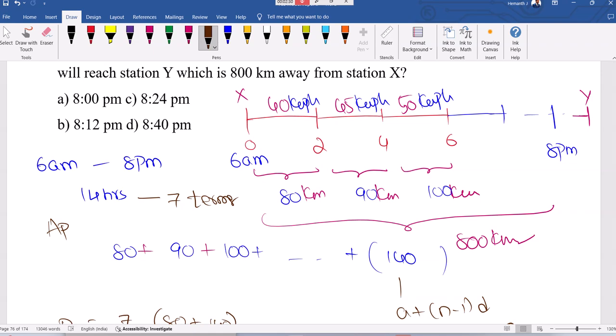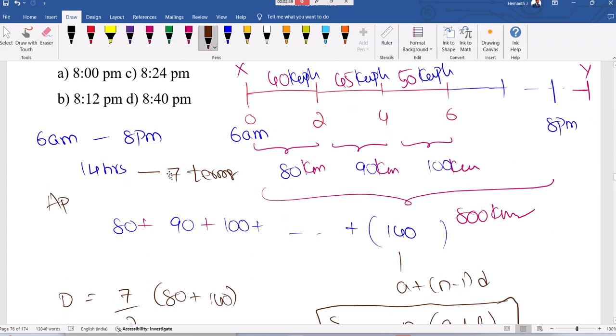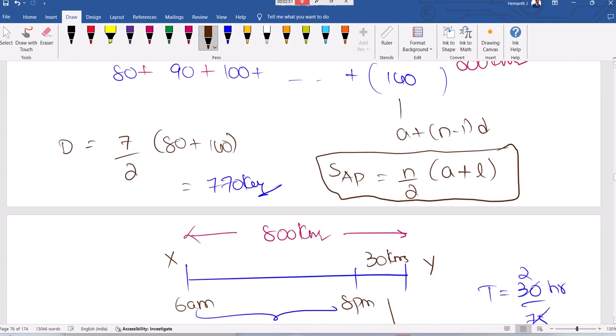Every 2 hours the speed is increased by 5 kilometers per hour. So why do we take 8 p.m.? Here all answers are in terms of 8 p.m. plus extra. Up to 8 p.m. is 14 hours, so it will involve 7 terms. So 80, 90, 100. Every 2 hours, 80 kilometers. The next 2 hours the distance covered is 90, like that we mapped. Then finally 770 is covered.